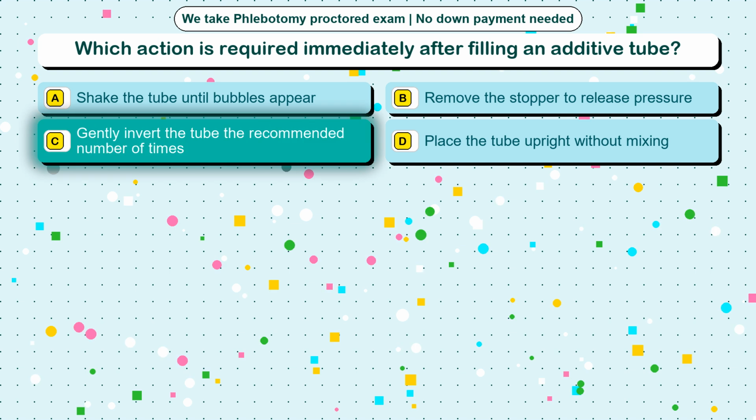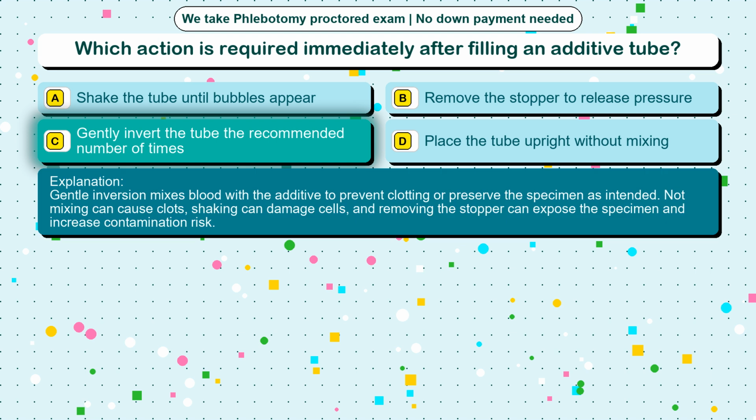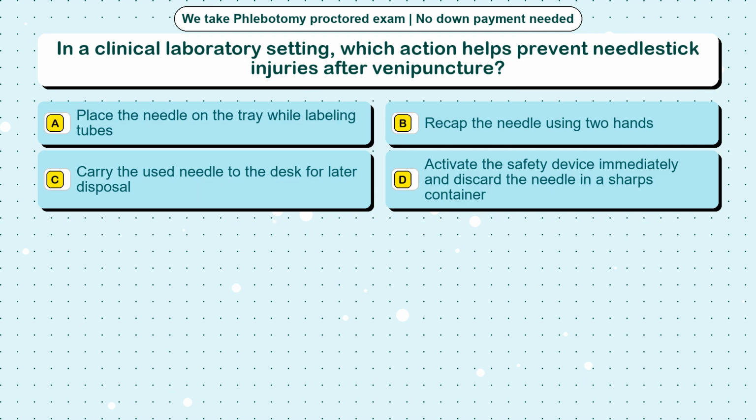The correct answer is option C, gently invert the tube the recommended number of times. Gentle inversion mixes blood with the additive to prevent clotting or preserve the specimen as intended. Not mixing can cause clots, shaking can damage cells, and removing the stopper can expose the specimen and increase contamination risk.